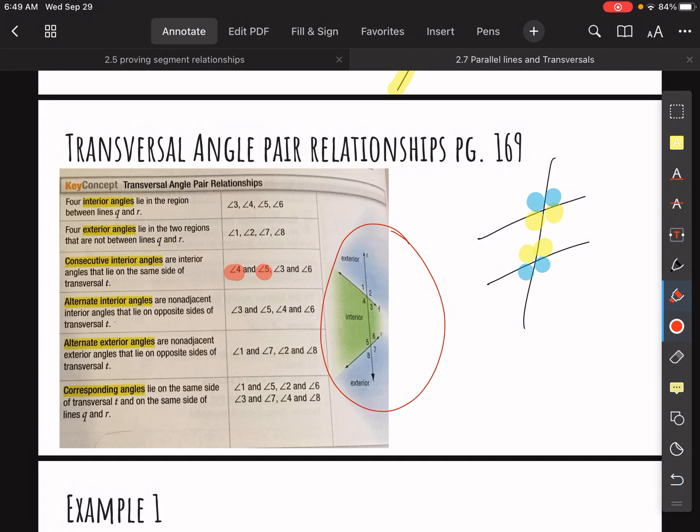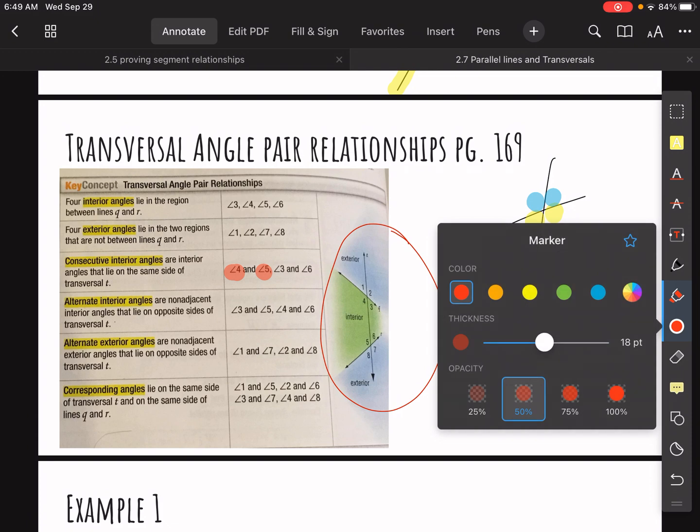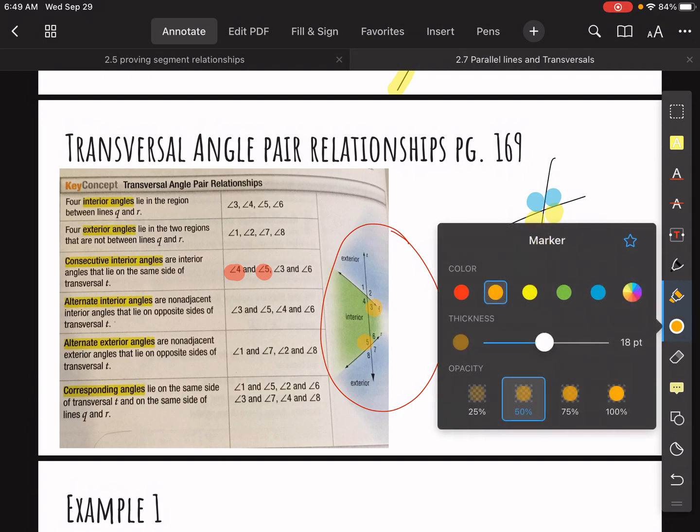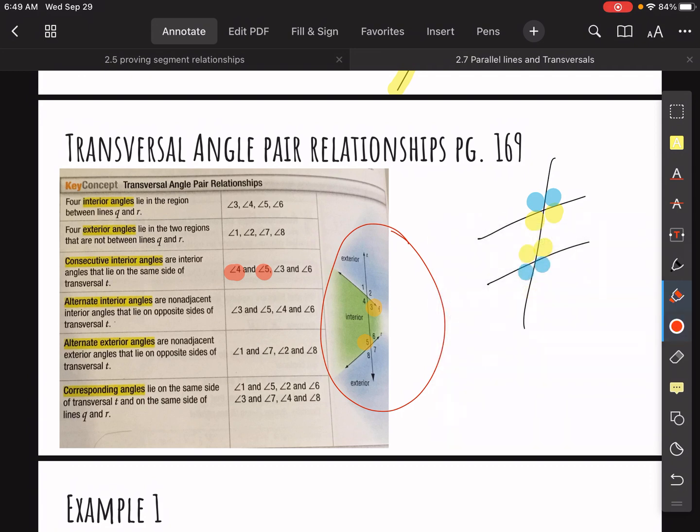Then, for the next one here, we have alternate interior angles. Alternate interior angles are non-adjacent interior angles that lie on opposite sides of the transversal. Okay, so 3 and 5. So here, this guy and this guy. Right, those would be considered alternate. And then hopefully you can see that there's another set of alternate there. I'll do it in another color. 4 and 6 are alternate interior angles. Okay, so that's alternate interior.